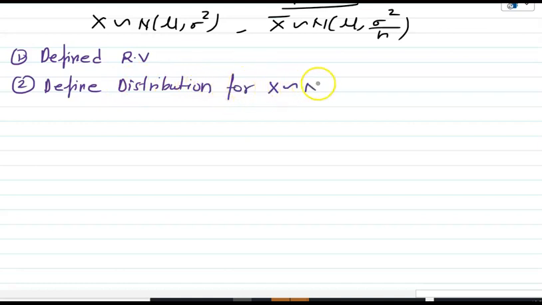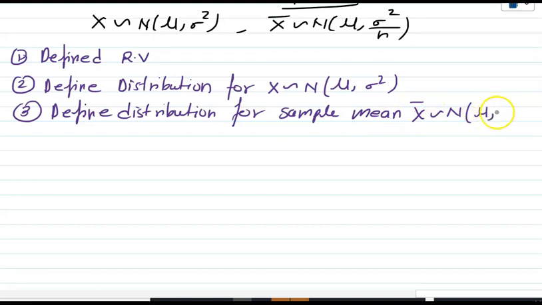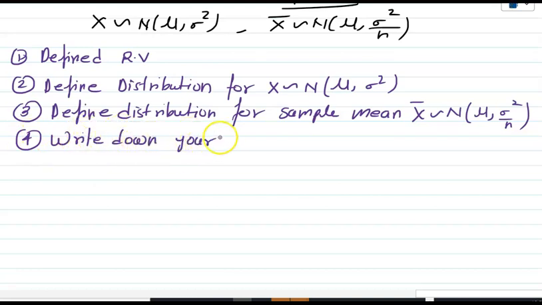So x is distributed normally, with mu and sigma square, that is the variance. The third step is to define the distribution for the sample mean, denoted by x bar. So x bar is distributed normally, with mu and sigma square divided by the number of samples n. The fourth one is to write down your hypothesis.